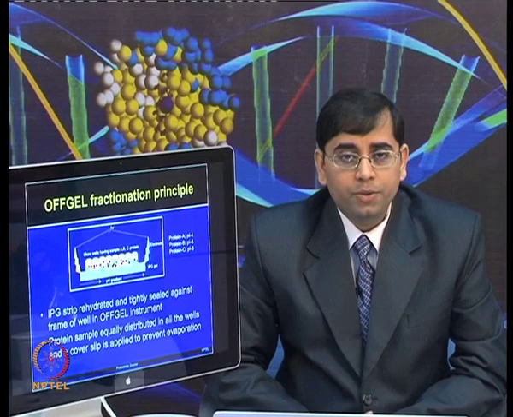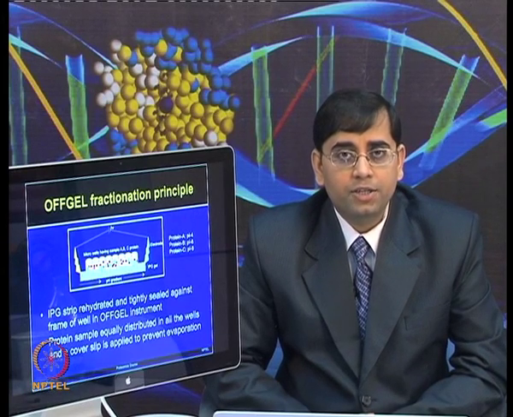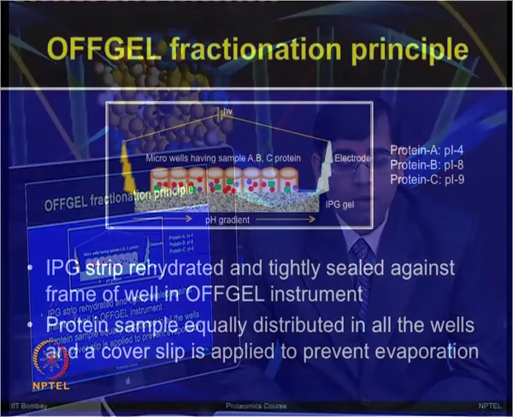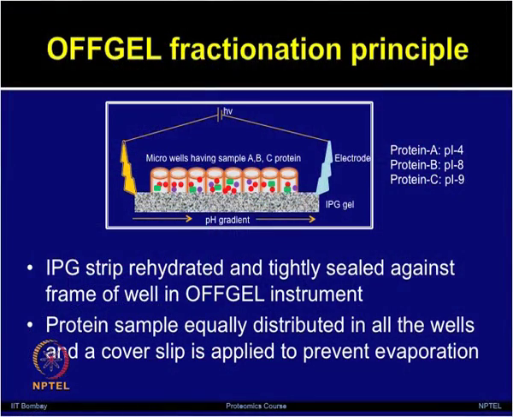I will briefly mention here the fractionation principle involved in the off-gel method, where the IPG strip can be rehydrated and tightly sealed against the frame of the well in the off-gel instrument. I am giving you an example here for 3 proteins. Let us say you want to separate protein A, protein B and protein C. Each of these proteins has a different isoelectric point: pI 4, 8 and 9.